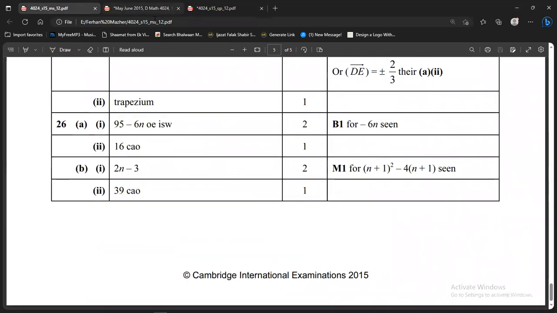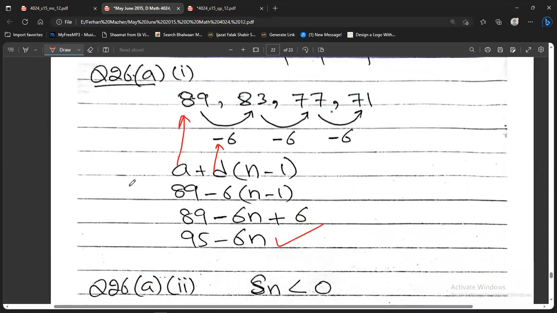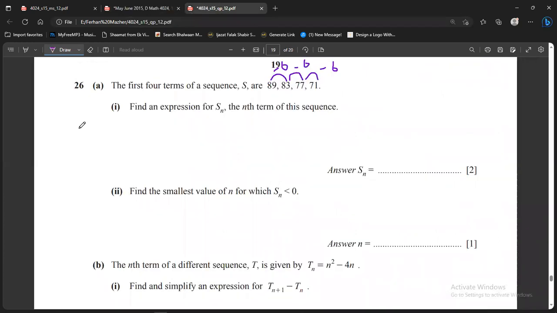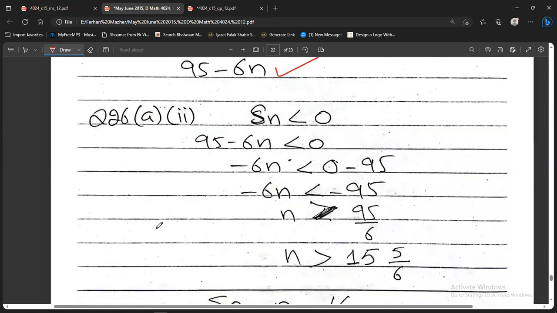95 − 6n. This is an arithmetic sequence. An arithmetic sequence is a sequence in which you get the next term by adding or subtracting a certain number. Okay. Then he says find the smallest value of n for which Sn is less than 0. So 95 − 6n is less than 0. −6n is less than 0 − 95. 6n is less than −95.